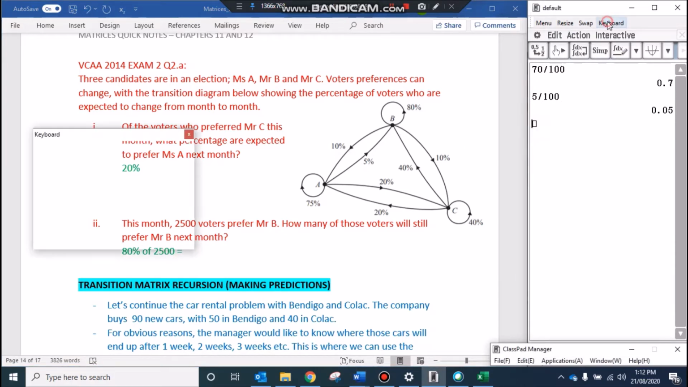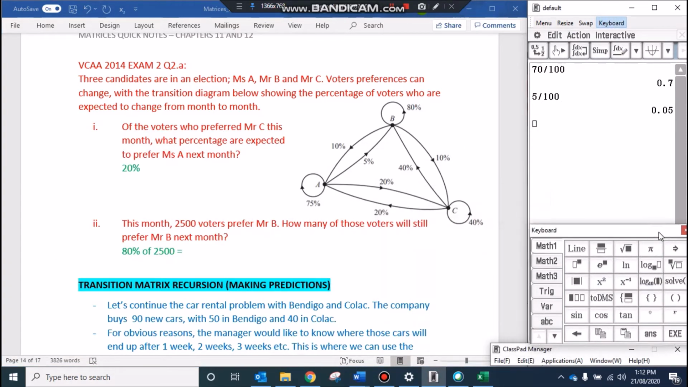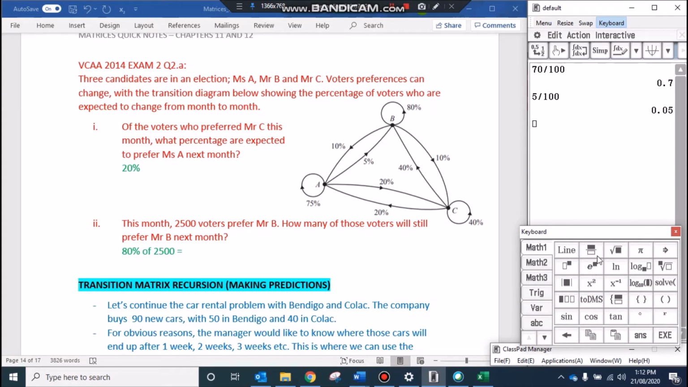Now, the way I like to think of percentages of a whole number is I'll get a fraction. So I'm thinking 80%. And I think, so per means divide and cent means 100. So when I think 80%, it's 80 divided by 100 of, we multiply by the full number. So 80% of 2,500 is 2,000. So next month, we're expecting 2,000 people to prefer Mr. B.